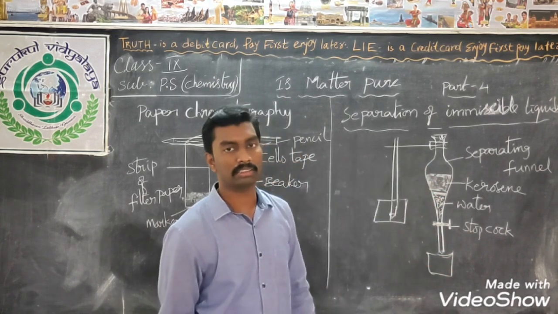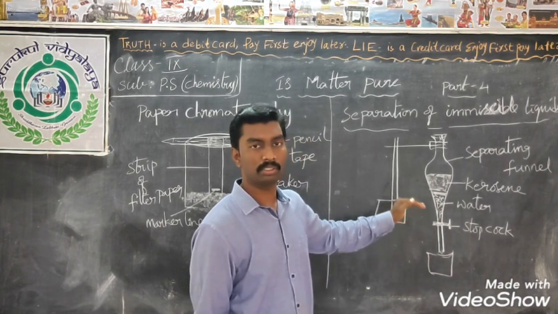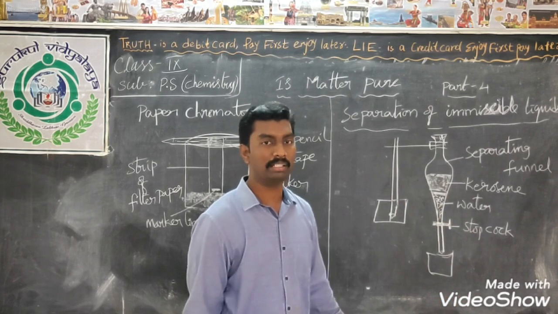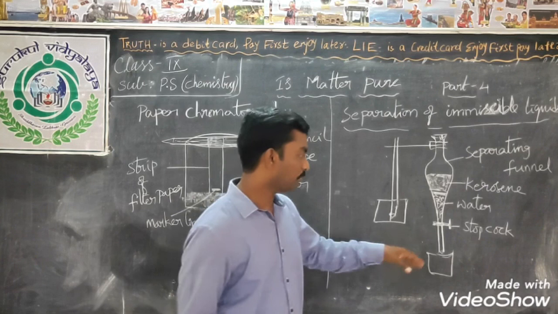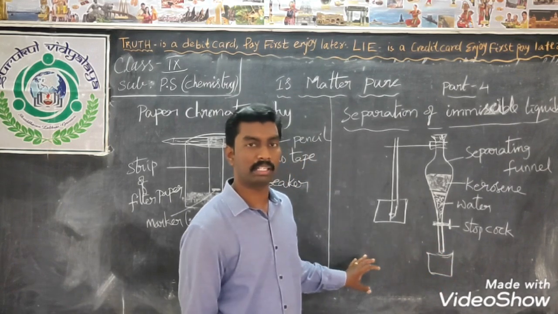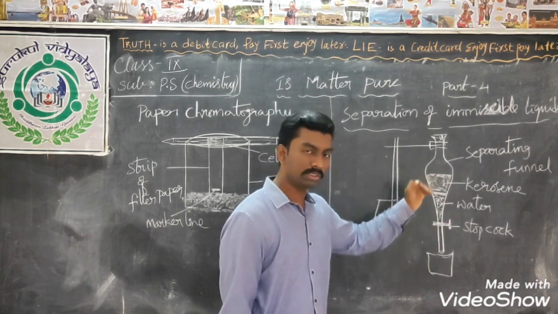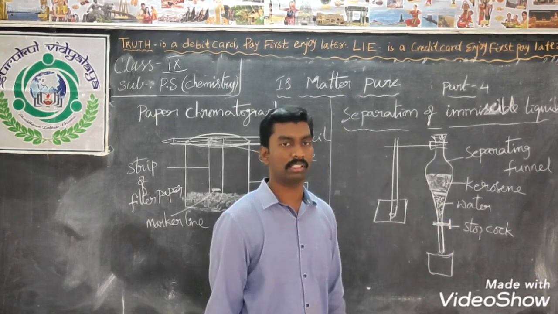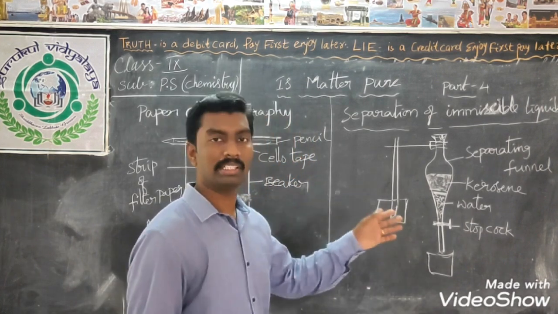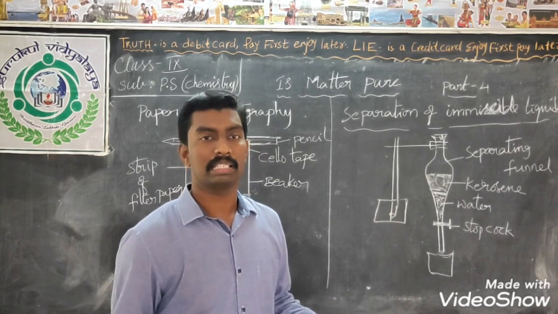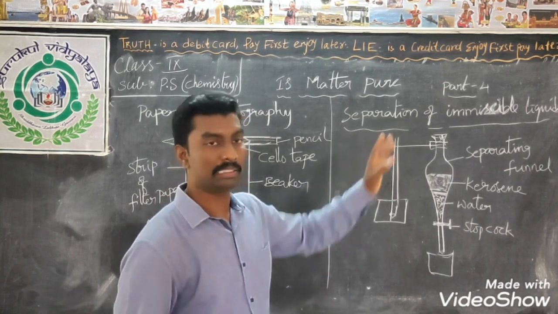So what can we understand? The water falls down and is collected into one beaker, and the kerosene is left in the separating funnel. Afterwards, we keep another beaker and unscrew the stopcock, and we can collect the kerosene into it. So both kerosene and water are separated. This is one of the techniques for separating immiscible liquids.